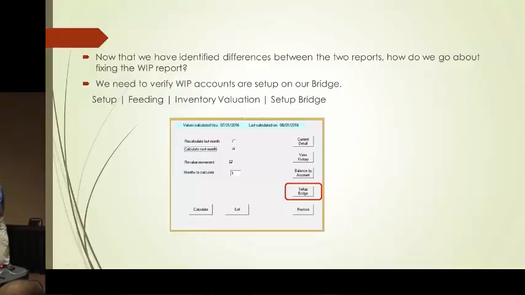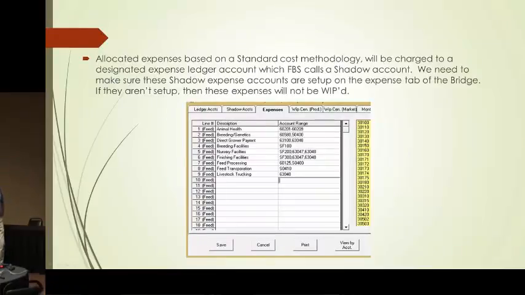To edit your bridge, you go to Setup, Feeding, Inventory Evaluation, and then Set Up Bridge. When you click on that, you're going to get your bridge. We're looking at the Expense tab for this particular account. We know we have some shadow accounts that aren't whipping, so we need to take a look at it. We look through our ledger accounts that we have set up to whip. We do have SF300 for our shadow and SF200, but we don't have SF0100 and SF0230. So in order to fix that, we would need to add 2 more lines to include that labor charge and that general port charge in our bridge, so it whips.